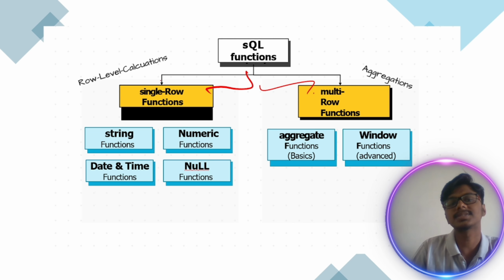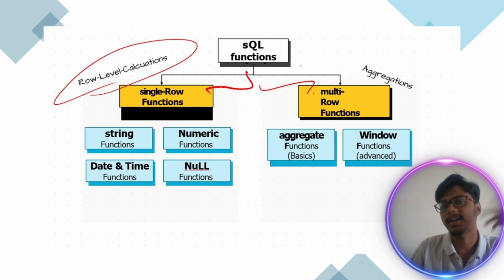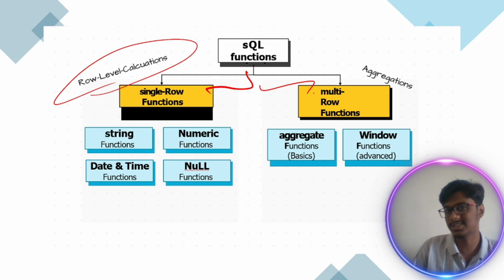The single row function is basically used to calculate row level calculations, as we discussed about the joins and set operations in the previous video. If you haven't watched that video, please make sure to watch that video and then come to this video. That's the only way we can understand this video.